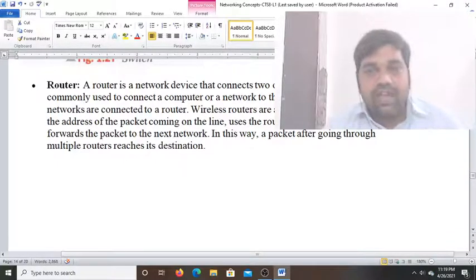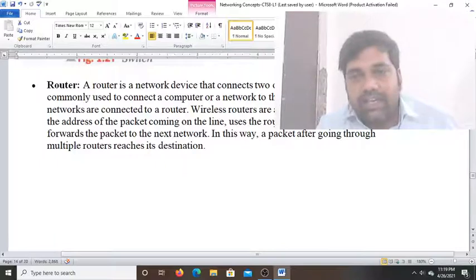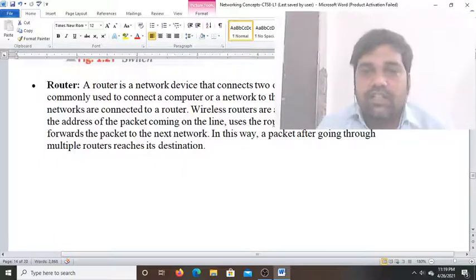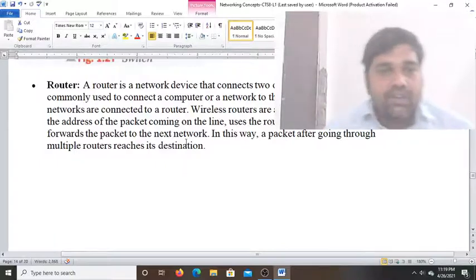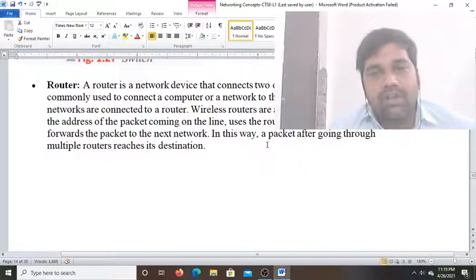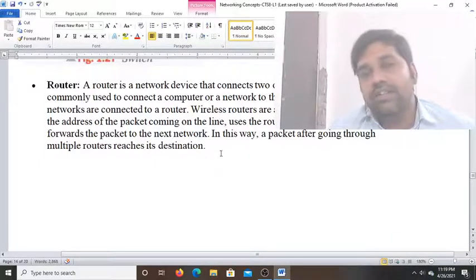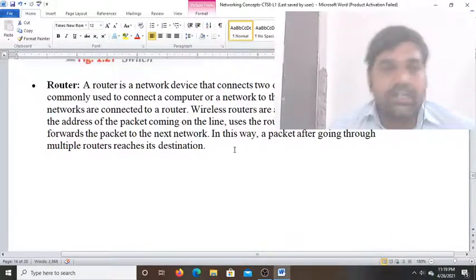So a router also has a routing information table, which holds the information about which path will be followed to deliver the packet. It records the shortest path and forwards the packet to the next network. In this way, a packet, after going through multiple routers, reaches its destination. Router 1 passes the packet to the second router, third router, fourth router, and at the end it reaches the router to which the corresponding computer is connected.